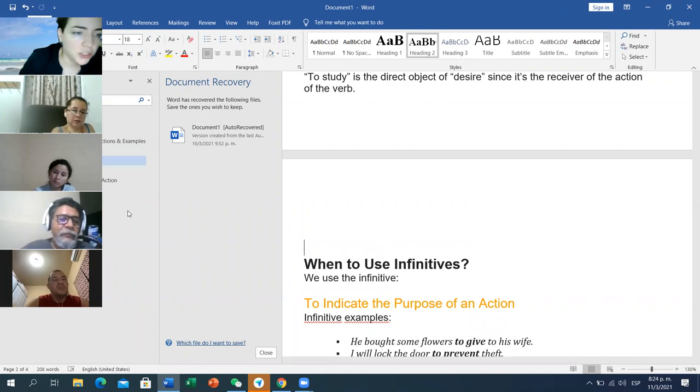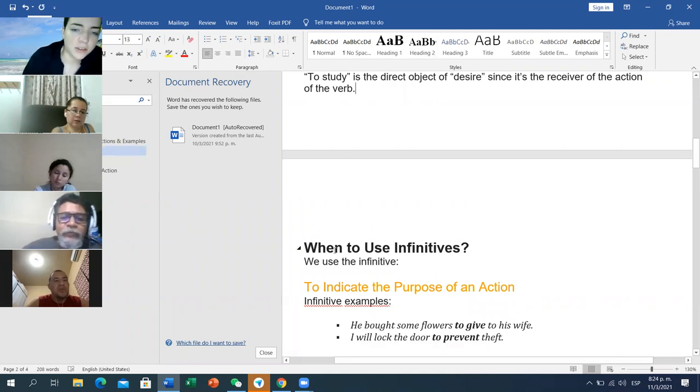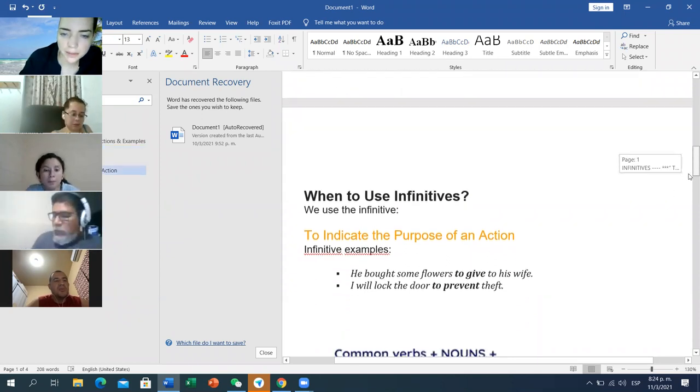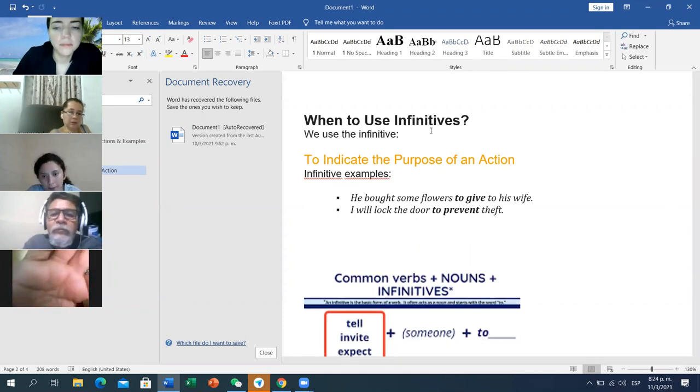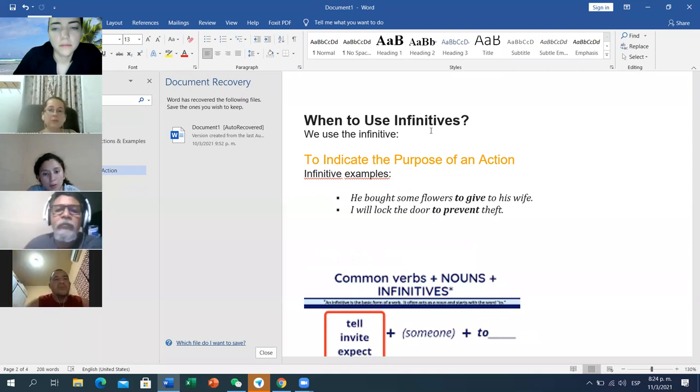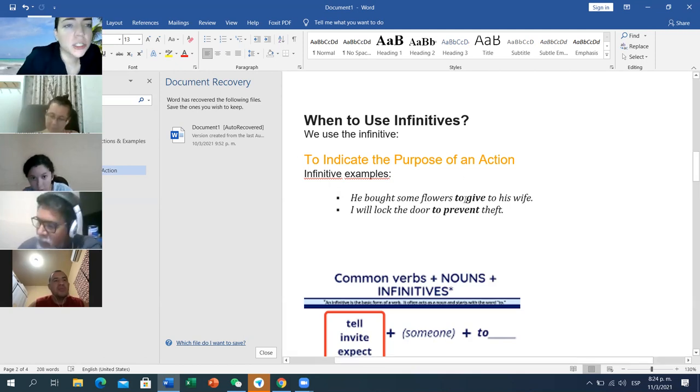So it says, when to use infinitives. Natalie Ortega, could you please read this? When to use infinitives? We use infinitives to indicate the purpose of an action. Infinitive examples. He bought some flowers to give to his wife. I will lock the door to prevent thieves. Listen to that. It is when to indicate the purpose of an action. Este to nos indica el para qué.